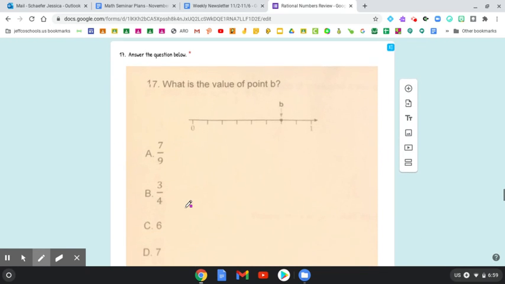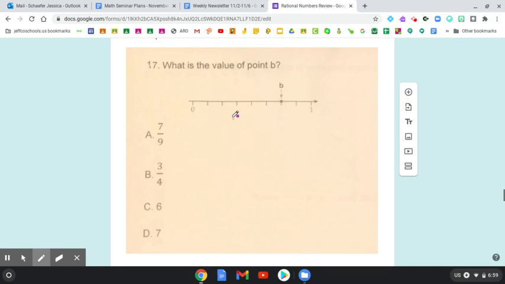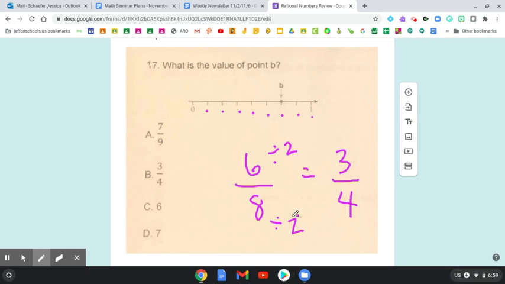On 17, we're looking for what this point is. So I'm going to go through and count my pieces again. I have 1, 2, 3, 4, 5, 6 out of 7, 8. So I had 6 out of 8. That's not a choice because it can be simplified. Lots of simplifying happening. 2 goes into both. 2 will fit into 6 3 times and into 8 4 times. So this is going to be B.